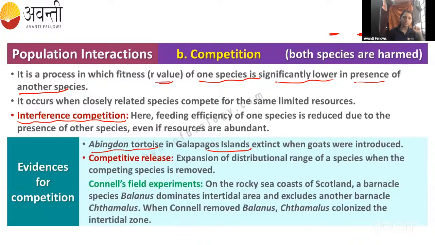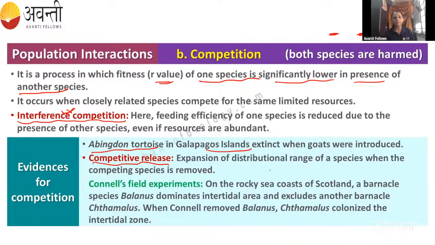When we introduced the goat into the Galapagos highland, the Abingdon tortoise became extinct, because the tortoise usually moves slowly for grazing. So the goat has more efficiency compared to the Abingdon tortoise. Because of that, the Abingdon tortoise became extinct, because it got very little food. That is called interference competition, where one species interferes with another. Remember that.